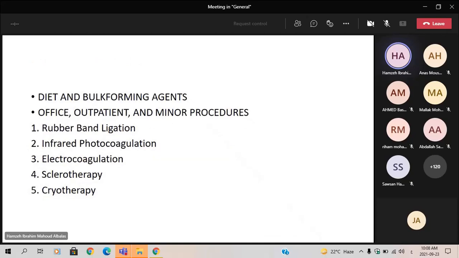Before we treat piles and hemorrhoids, we have to advise the patient about diet and bulking agents. There are also treatments in the clinic like rubber band ligation and infrared photocoagulation. We also have other treatments like electrocoagulation, sclerotherapy, and cryotherapy. So the treatment is lifestyle: we have to avoid constipation. You have to advise patients to eat a proper diet, drink water, walk more and more, and avoid constipation.